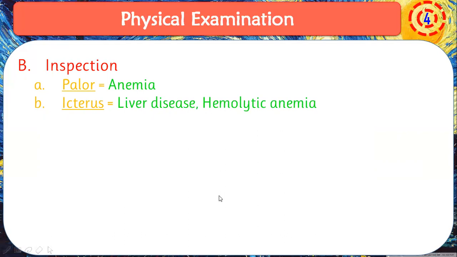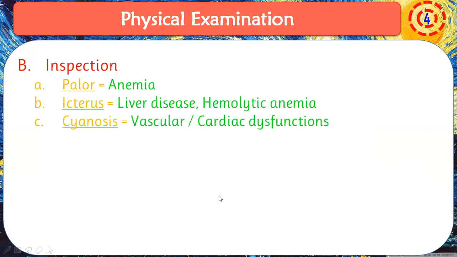The next thing that we'll be looking at in the physical examination is inspection. In inspection, we check for pallor. If there's pallor, then we have to consider anemia as a cause. If there's icterus, then the cause could be liver disease or hemolytic anemia. If there is cyanosis, then the cause could be vascular or cardiac dysfunction, specifically those which cause a decrease in cardiac output as well as peripheral vasoconstriction.